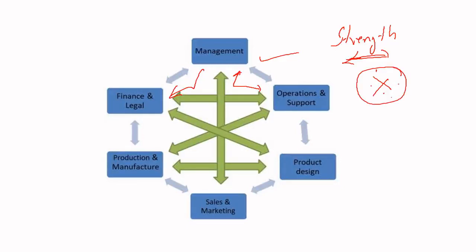So the management will be in constant interaction with the operations and support team. At the same time, operations and support team may have the constant support of the finance as well as legal, and the finance and legal in turn may have constant touch with the management. Like our interaction, every single department will be having. So this particular picture depicts that.